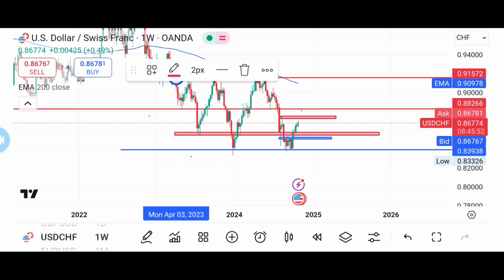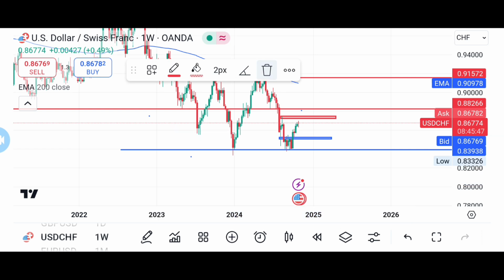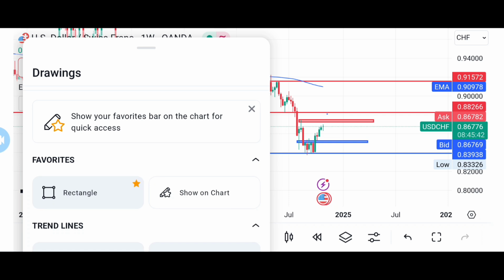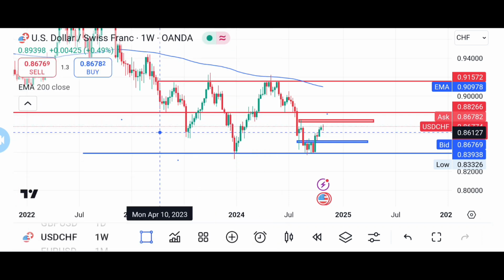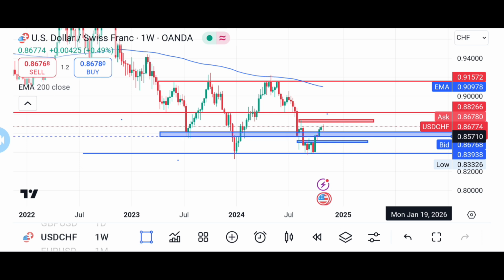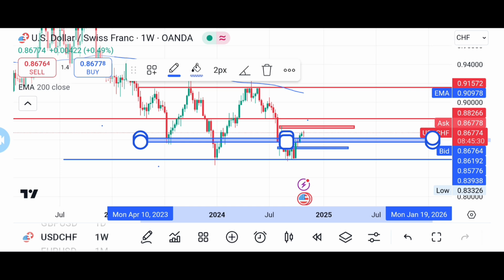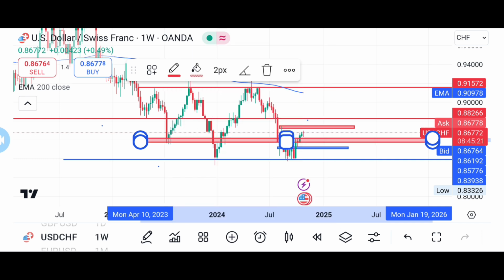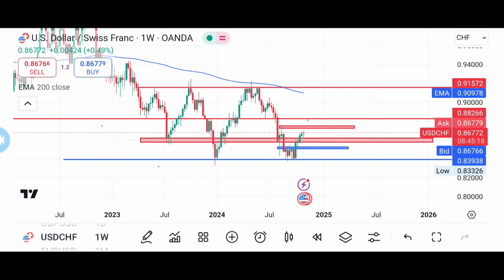So the previous lower low was at that point before it was broken. Okay, so let me draw it in a weekly time frame. The previous lower low was at that point before it was broken downward. Once support is broken downward, it becomes a resistance. That's why I've indicated it as a red zone. Are we together?